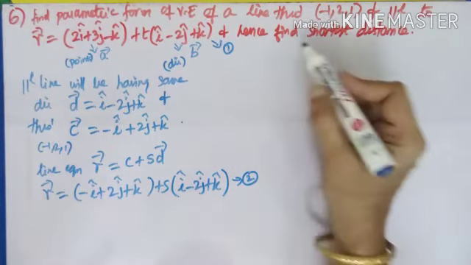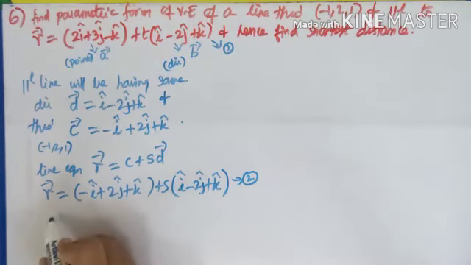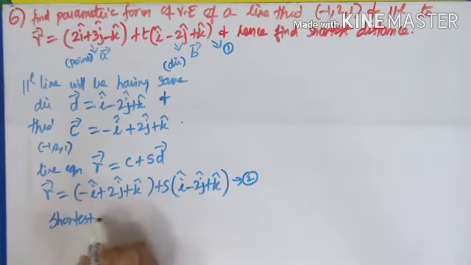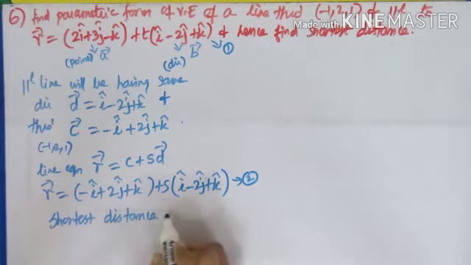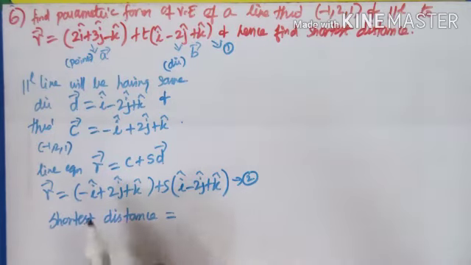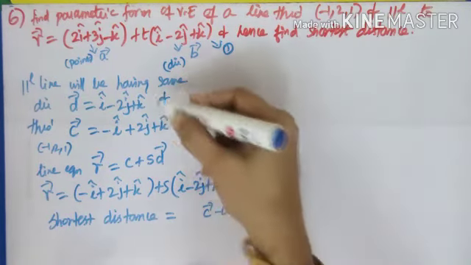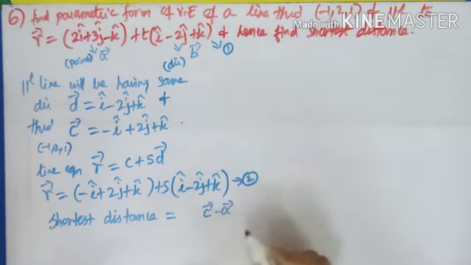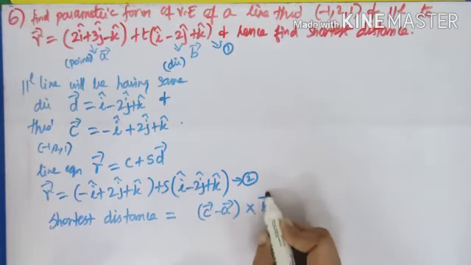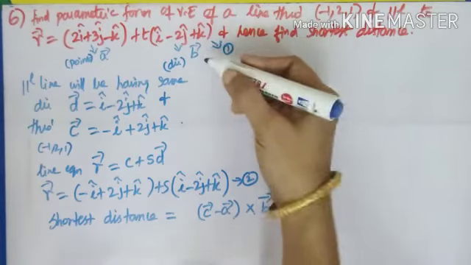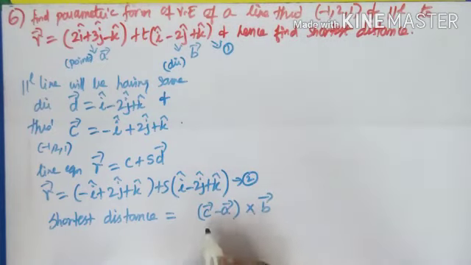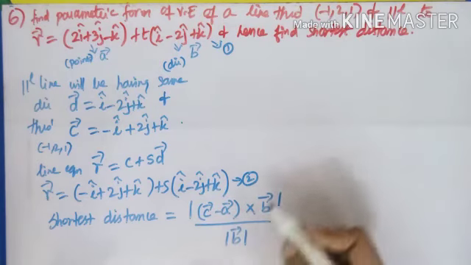My question is, find the shortest distance between them. Shortest distance equals to, which are all different here? I have to find out C minus A. But there are no two directions. It is only the same direction. So C minus A cross B vector or D vector, both are the same, whichever I put, divided by mod B. Since it is distance, I need to find the modulus so that I will have the value.